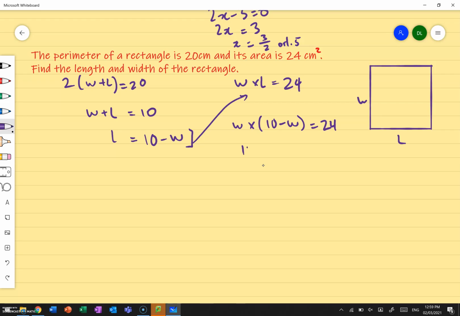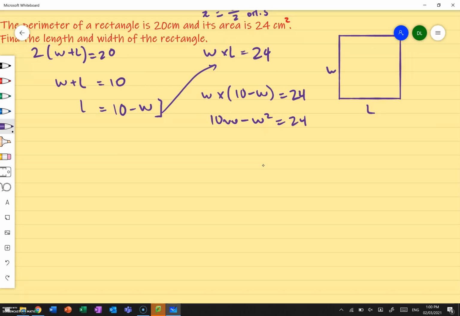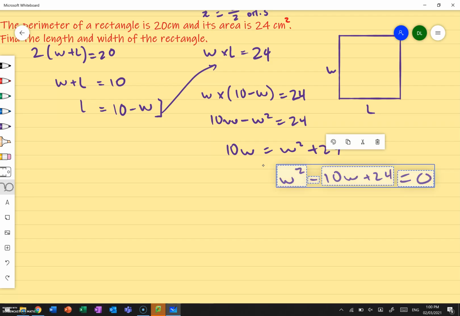So I substituted L. Instead of writing L, I write 10 take away W. Expand that, I end up with 10W minus W squared equals 24. I'm going to rearrange that, add W squared on both sides. 10W equals 24 plus, or should I write that the other way around? Equals W squared plus 24. I'm going to take away 10W on both sides to get 0 equals W squared take away 10W plus 24. And then I'm just going to move that 0 to the other side. Equals 0. So lovely, I've got a quadratic equation over here.